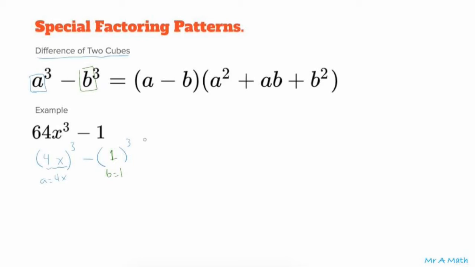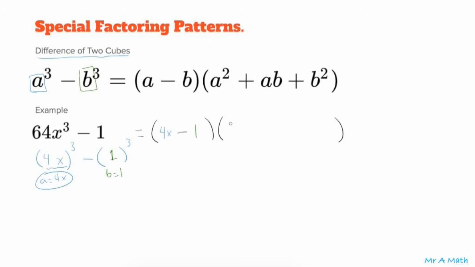Okay, now we're going to write this into our formula here. This is the form that a cubed minus b cubed always factors into. So now I can write that this is equal to a minus b times a squared plus ab plus b squared. So I'm going to go ahead and write these in. I'm going to leave these color-coded. Light blue is a. So a minus b, that would be 4x minus b, which will be in green. So this will be 1.